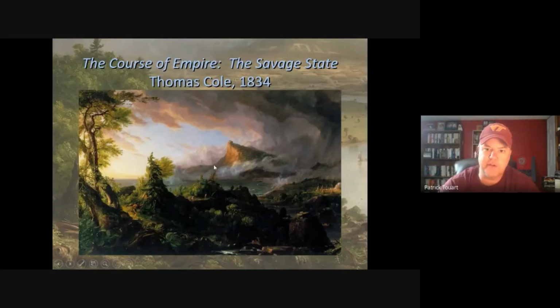Here's Cole's savage state. Savage meaning, you know, not really civilized. Native Americans kind of almost, I think, like almost cavemen, like hunter-gatherers, but you can see some small teepees off in the distance. Very, very overcome with nature almost. People just really are insignificant in the painting.